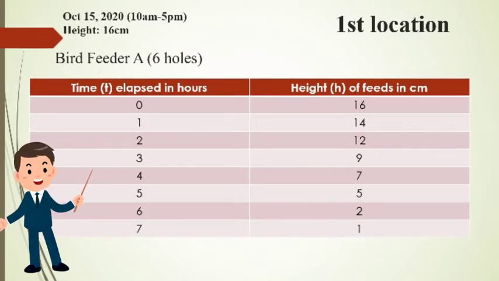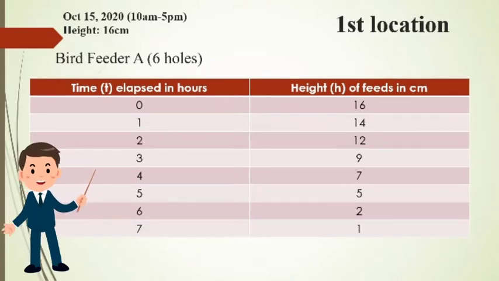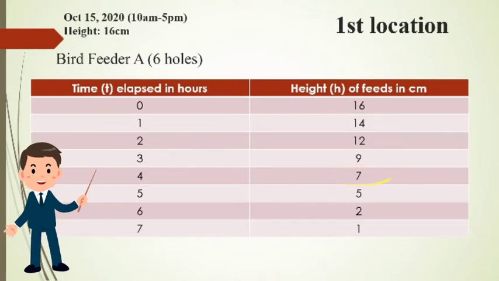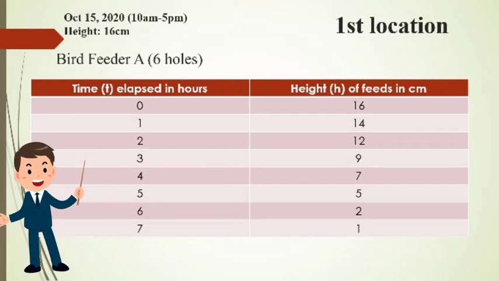Next, we have bird feeder A with 6 holes for the first location. At time elapsed 0, the feeds is 16 cm. After 1 hour, the feeds is 14 cm left. In 2 hours, 12 cm left. In 3 hours, 9 cm left. And in 4 hours, 7 cm left. And in 5 hours, 5 cm left. In 6 hours, 2 cm left. And after 7 hours, only 1 cm left.